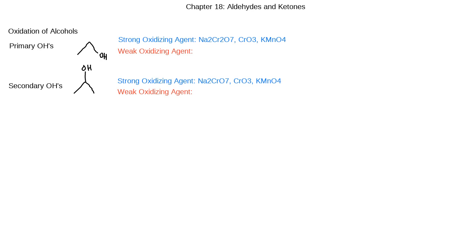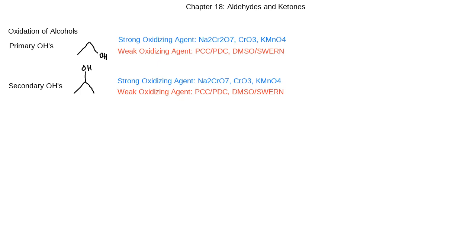And then now we'll discuss the weak oxidizing agents, which is PCC, PDC, DMSO/Swern. Yeah, that should be it. PCC, PDC, DMSO/Swern. Okay.